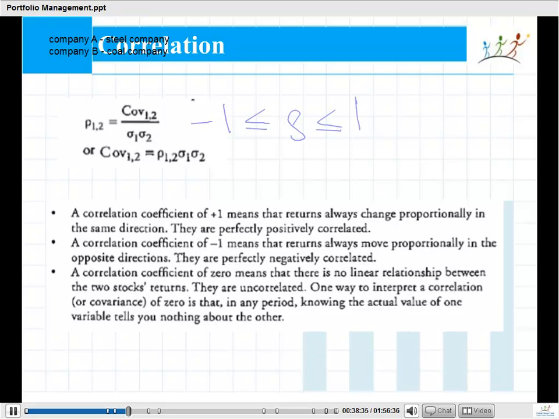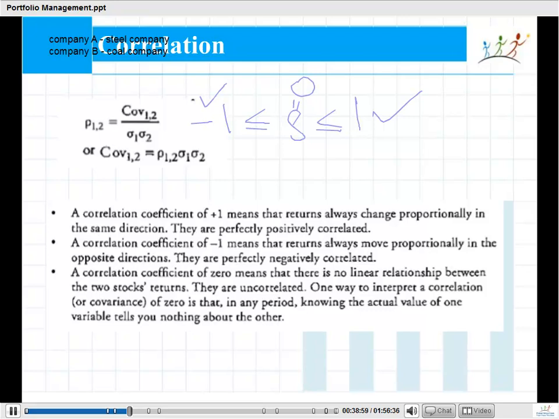So the correlation will come out to be in between -1 and +1. If the relationship is very strong, positive, it will come out to be close to +1. If it is a strong negative relationship, it will come out to be close to -1. If there is no relationship, correlation will come out to be close to 0.